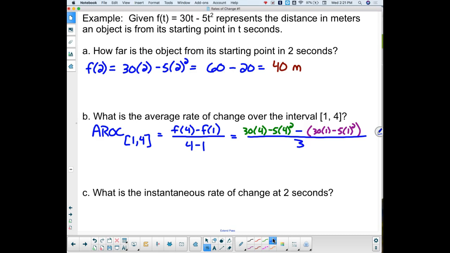30 times 4 is 120, minus 4 squared is 16 times 5 is 80. 30 times 1 is minus 30, and then that's going to be plus 5, because that's minus 5 plus 5, all over 3. So that gives me 40, 10, 15. 15 divided by 3 gets me an AROC of 5. Yes? Okay.